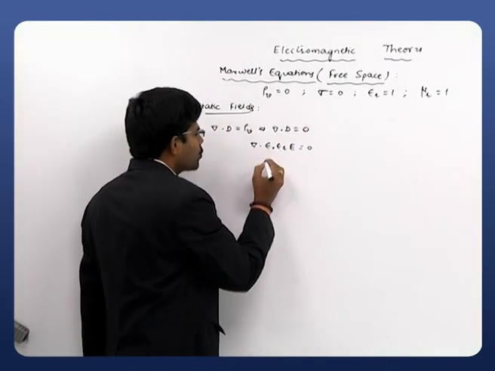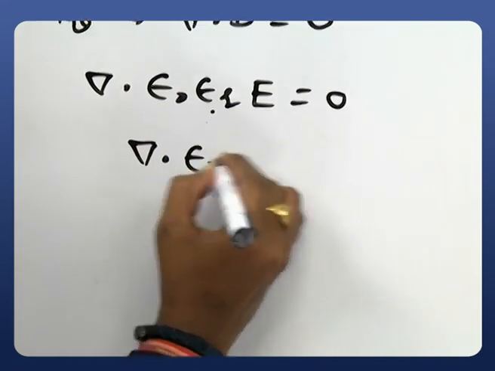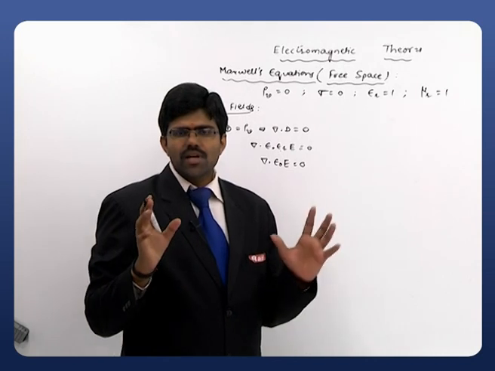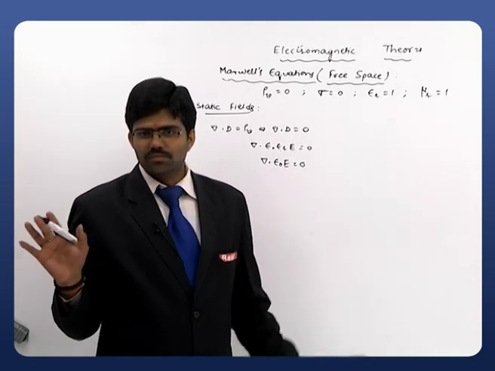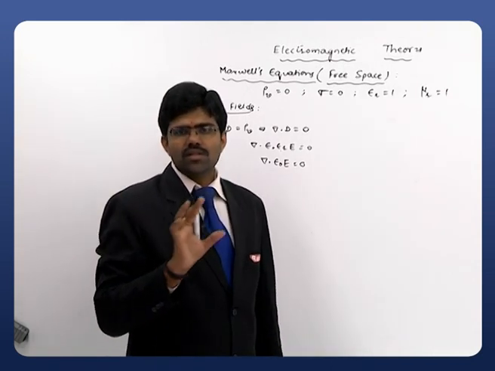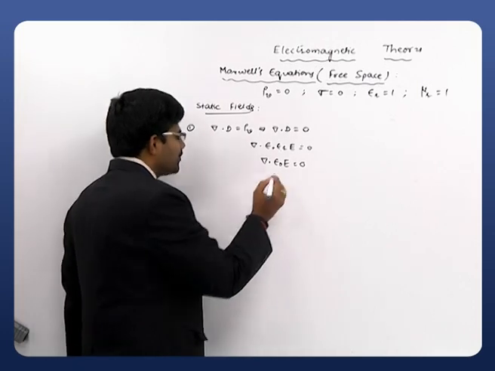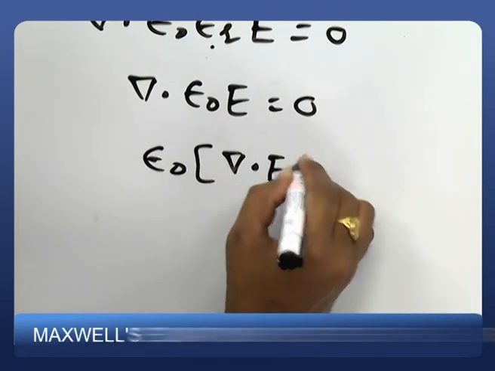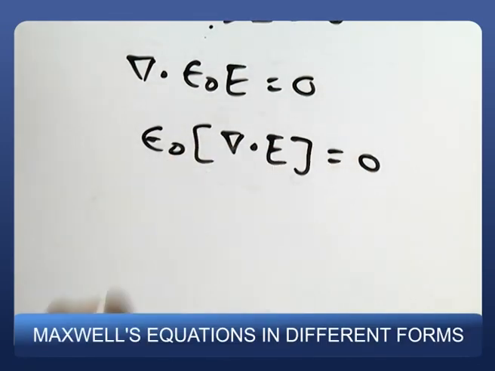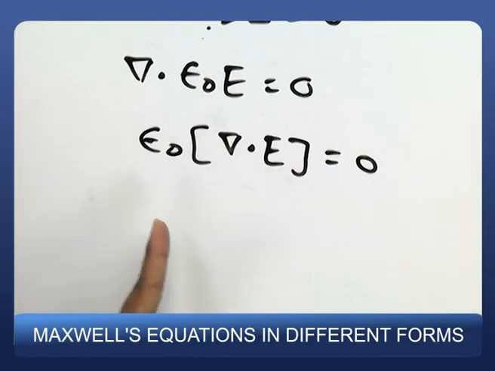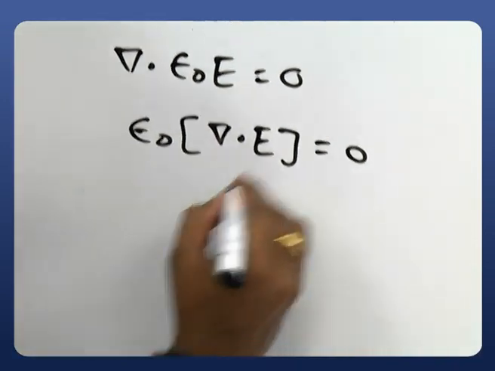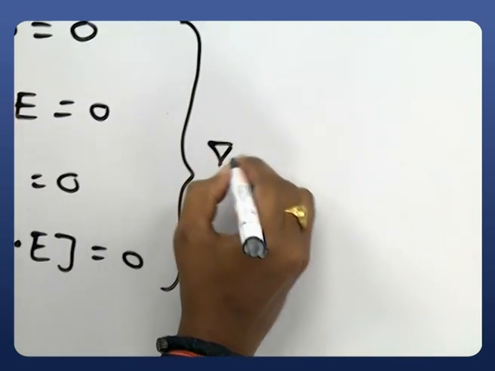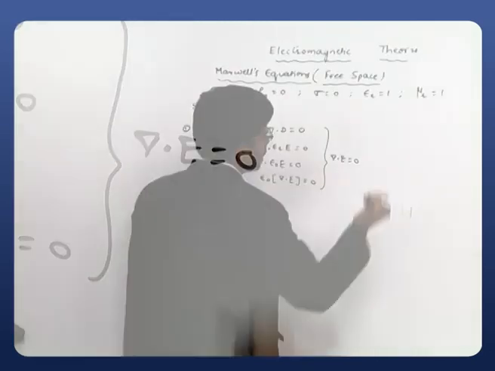So epsilon r is equal to 1, which corresponds to del dot epsilon naught E is equal to 0. And clearly remember, whenever we are considering free space, it is a linear medium, so the epsilon we are considering does not depend upon the space. So this can be written as epsilon naught del dot E is equal to 0. Clearly epsilon naught is a constant, it is not equal to 0. Therefore, from this, what you can say is del dot E is equal to 0.